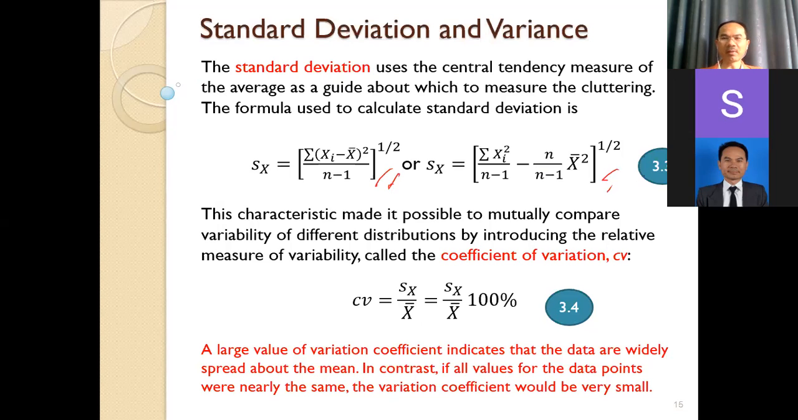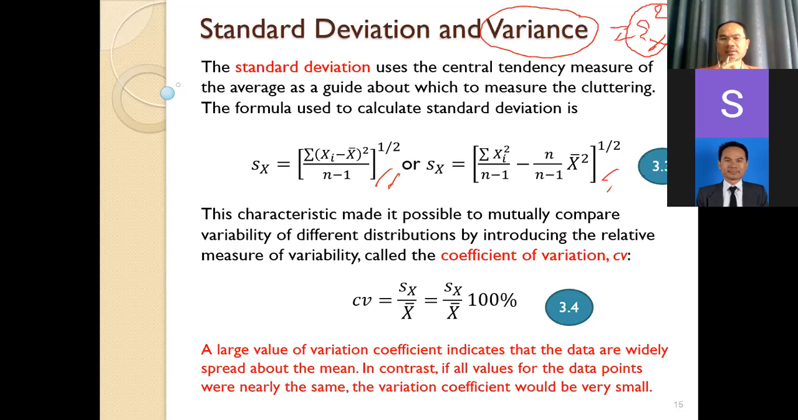And what is the variance? Variance is s squared, or the square of the standard deviation. This value is the standard deviation squared, and the standard deviation is the square root of the variance.